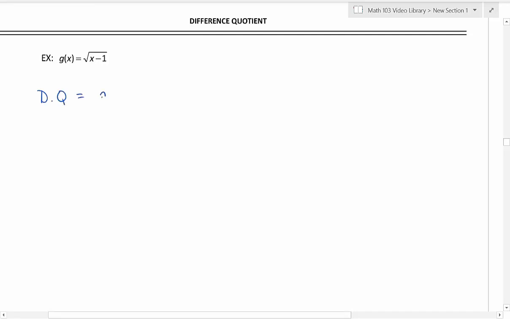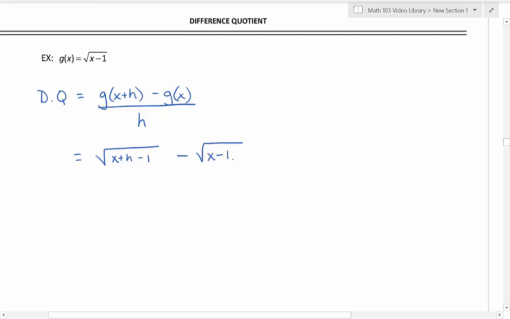Our difference quotient is g of x plus h minus g of x all over h. I encourage you to write this formula every time you do a problem until you have it memorized. G of x plus h, here we're going to plug x plus h into our function everywhere we have an x. So that's the square root of x plus h minus 1. Now we subtract our g of x, which is the square root of x minus 1, and that's going to be all over h.